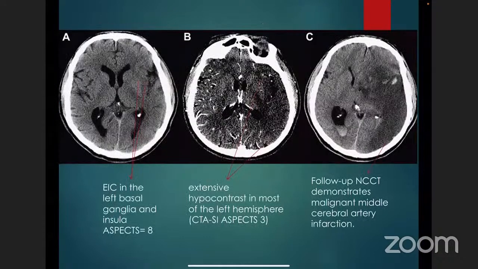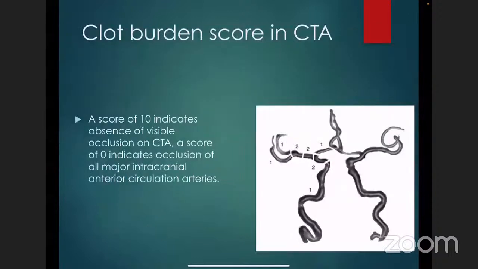in the MRI. As you can see here, early ischemic changes in the left basal ganglia and insula, the ASPECT score was 8. In the CT angiogram source images, there is extensive hypocontrast in the left hemisphere, and the ASPECT score was 3. And that was confirmed on the follow-up CT.